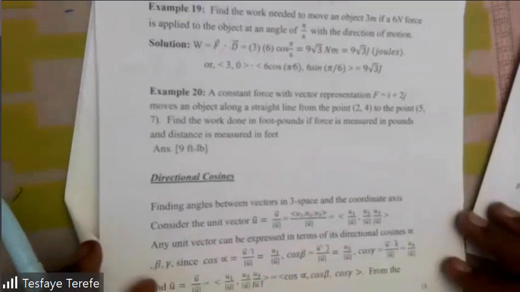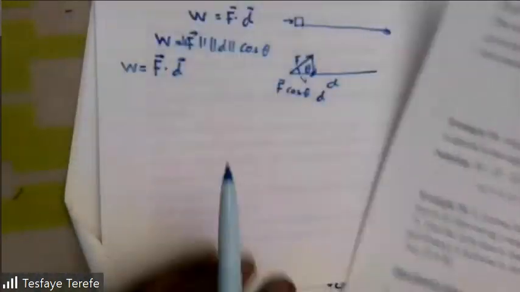All right. Now what I'm going to ask you to do is, please do this problem. Very simple and quick. Find the work needed to move an object 3 meters if a 6 Newton force is applied to the object at an angle of pi over 6 with the direction of motion. In other words, the angle pi over 6 is the angle between the acting force and the direction of motion.